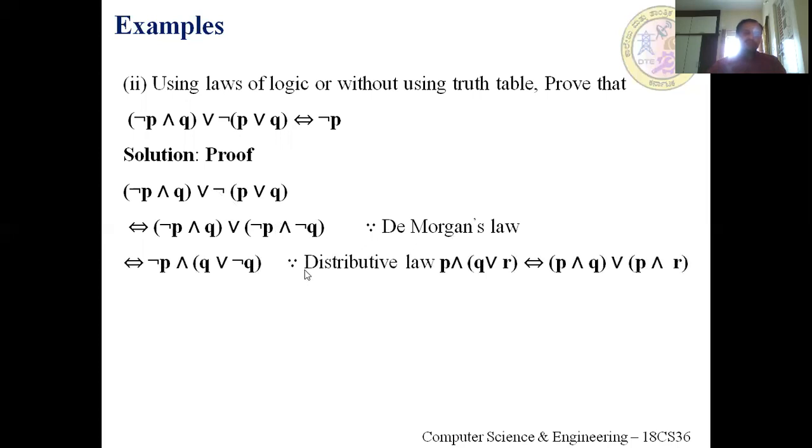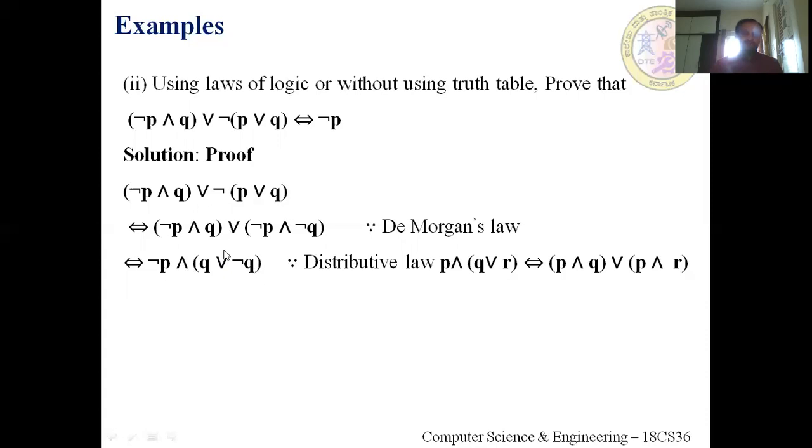Next, we move on to one more step. For these two compound propositions, that is, (negation of P and Q) or (negation of P and negation of Q), we are going to apply the distributive law. The distributive law states that P and (Q or R) is logically equivalent to (P and Q) or (P and R). Here we can assume P as negation of P, Q as Q, and R as negation of Q. If you apply the distributive law for this entire compound proposition, finally I'm going to get back the previous step: negation of P and Q or negation of P and negation of Q.